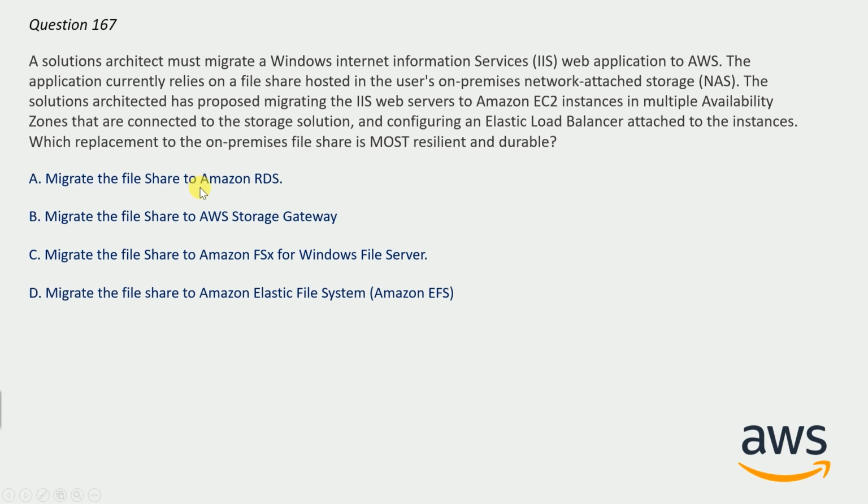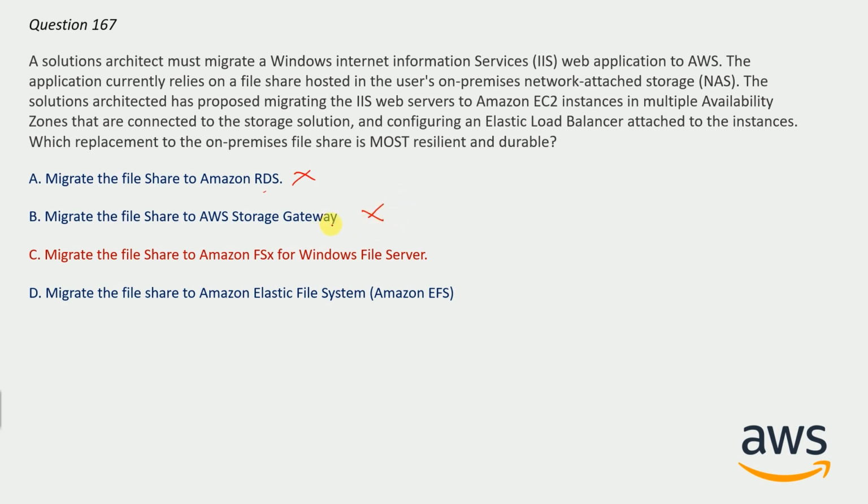And the correct answer here will be option C, migrate the file share to Amazon FSx for Windows File Server. And this one is correct because if we talk about option A, migrate the file share to Amazon RDS, that is not valid, so it is wrong. And now option B, migrate the file share to AWS Storage Gateway. This is mainly to allow on-prem applications to access files in AWS, so it is not suitable here.